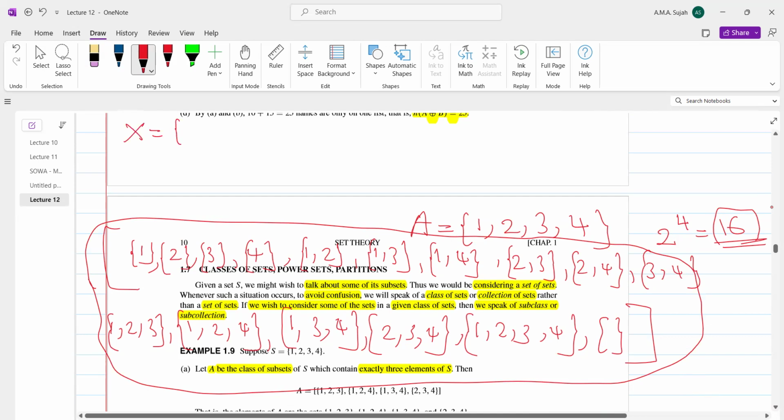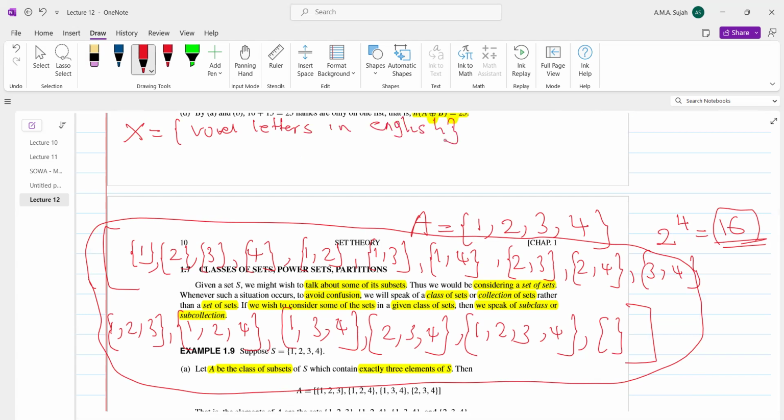Now I'm taking X as a set which contains the vowel letters in English, right? I'm asking you to write the power set. We can write the power set by using P of X. P of X means the power set of X. How do you write the power set? Can you try this one?